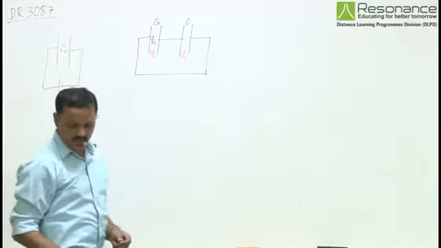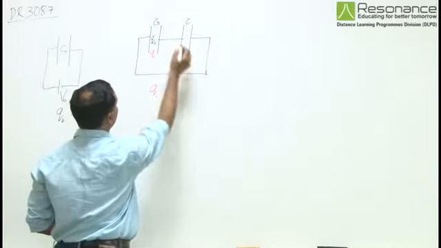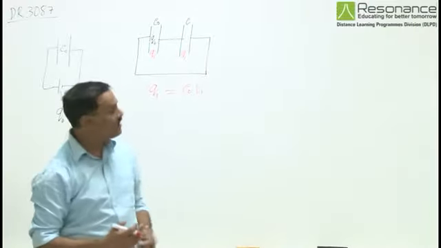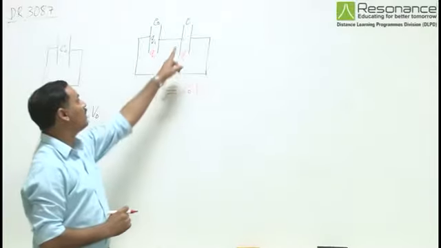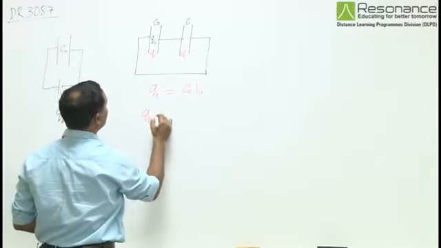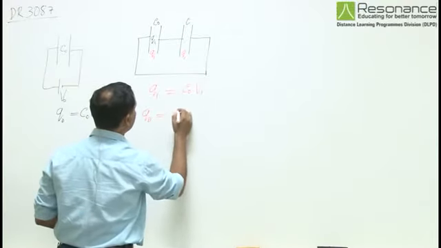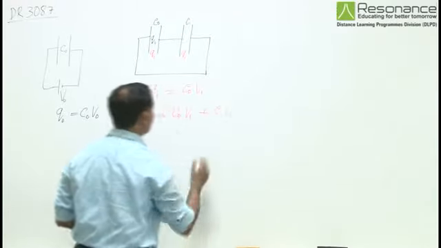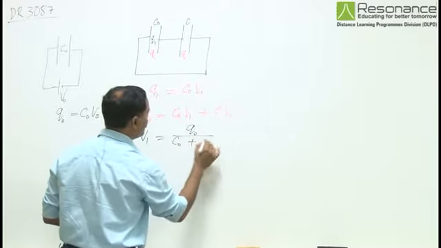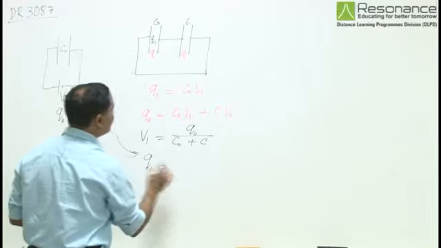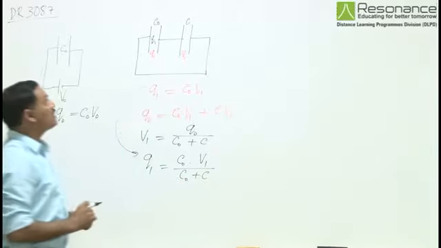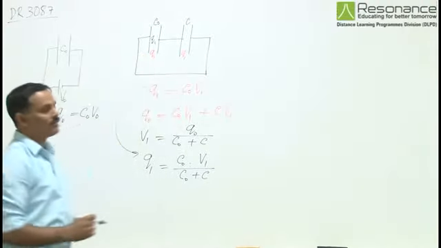So now we can write the amount of Q1. Let after charging, Q1 is equal to C naught into V1, where V1 is the potential difference across the capacitor after connecting with C. Now when this charge is distributed among these two, we can write Q naught is equal to C naught V1 plus C V1, or from here we can write V1 equal to Q naught by C naught plus C. So from here we have Q1 equal to C naught into V1, that is, C naught Q naught by C naught plus C. This is the charge left on this capacitor after charging with C.